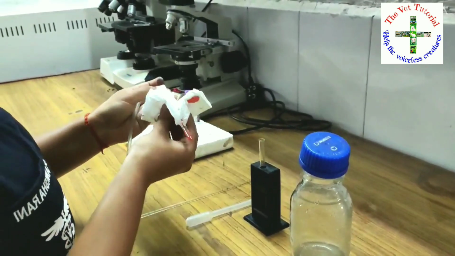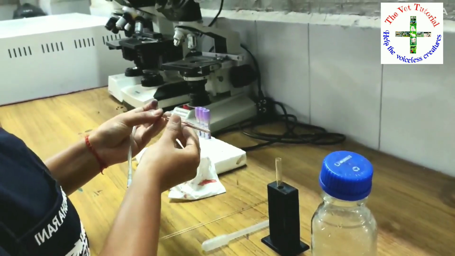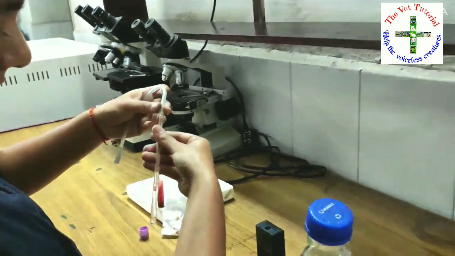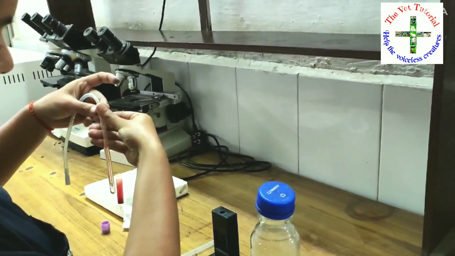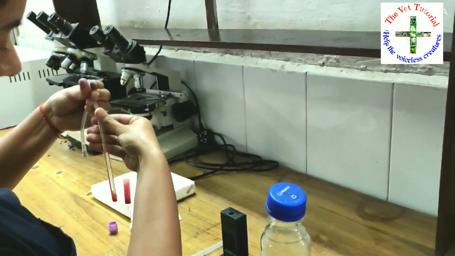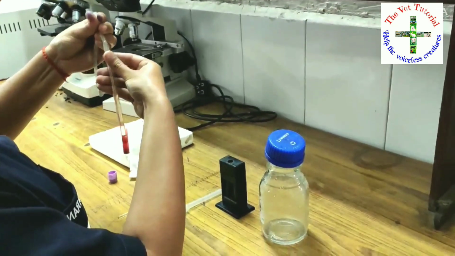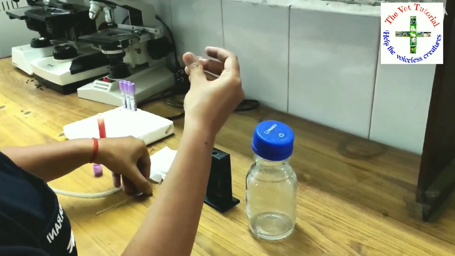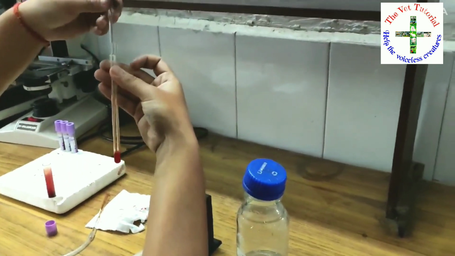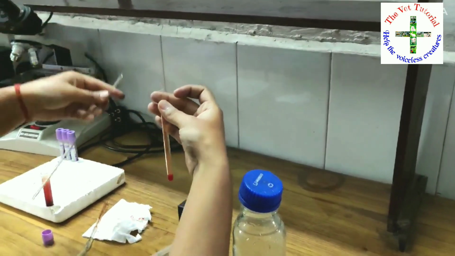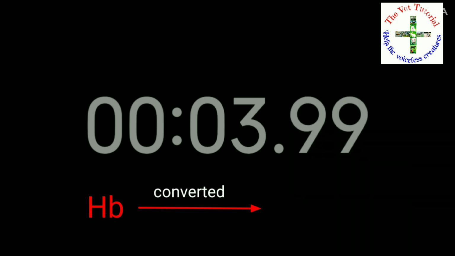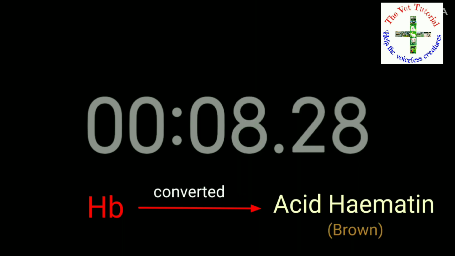Then wipe out the blood sticking on the hemoglobinometer pipette before transferring the blood into the tube. Then immediately draw the blood into the hemoglobinometer tube containing N/10 HCl up to the 2 marking. Then mix the content thoroughly and put the hemoglobinometer tube in the comparator box. Then wait for 10 minutes. During this time, hemoglobin is converted to acid hematin, which looks brown in color.